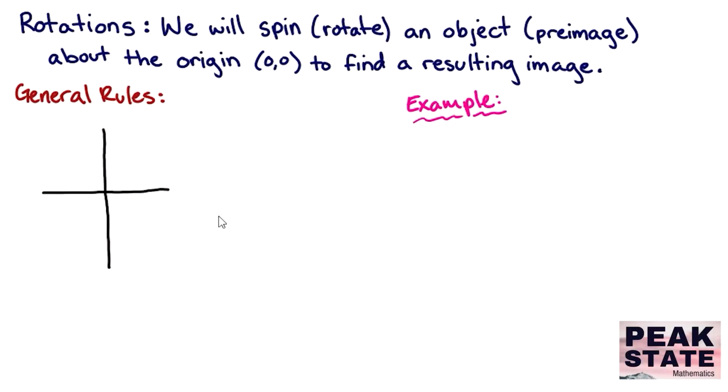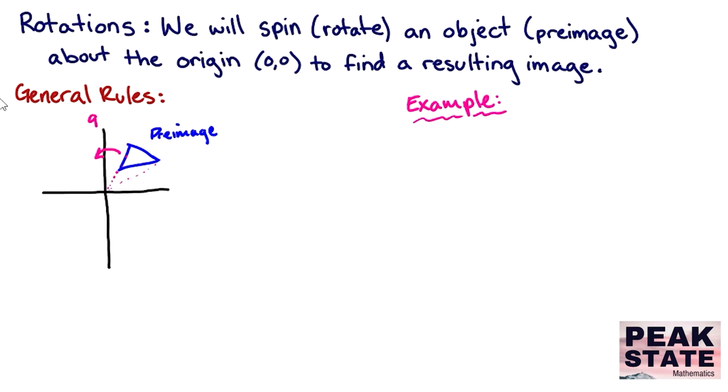We are looking at rotations today. Rotations are when we spin an object, which before it spins, we'll call the pre-image. We're going to focus just on rotating about the origin, through our center point, and see where it lands, which is the resulting image. So let's pretend we start up here in the first quadrant. This will be our pre-image.